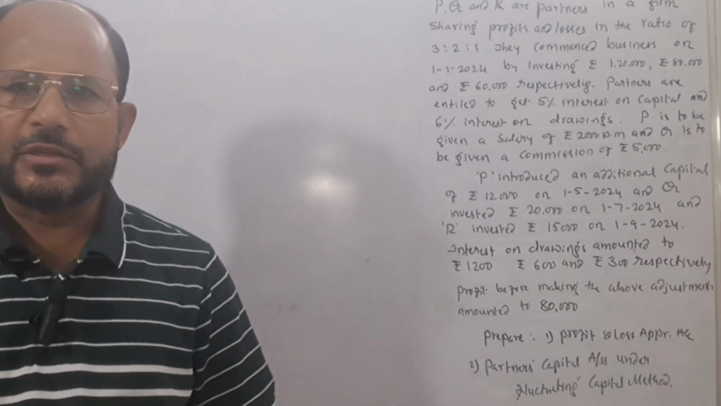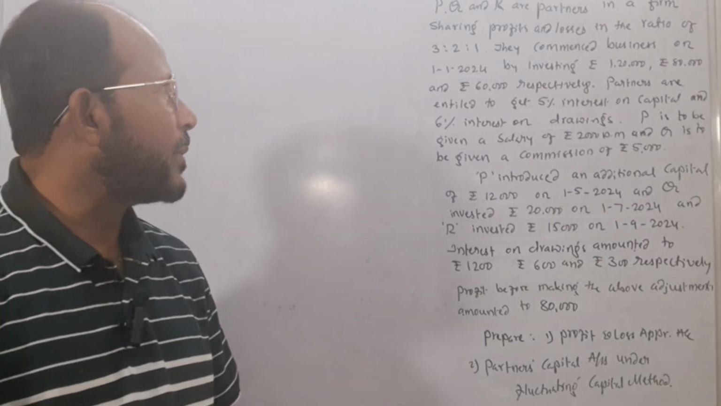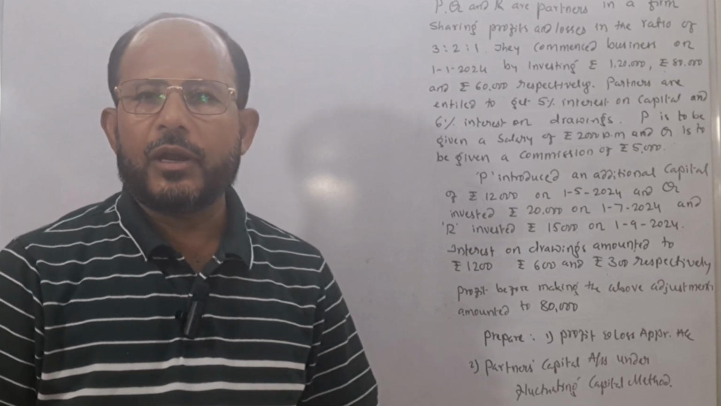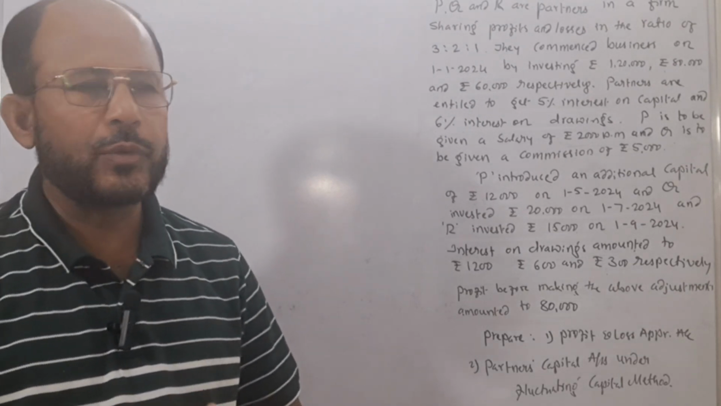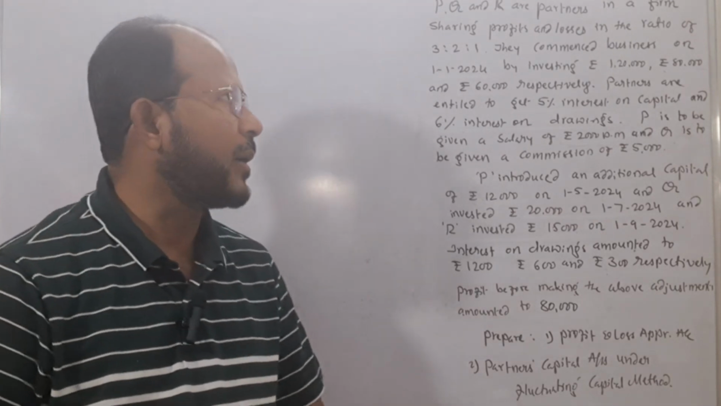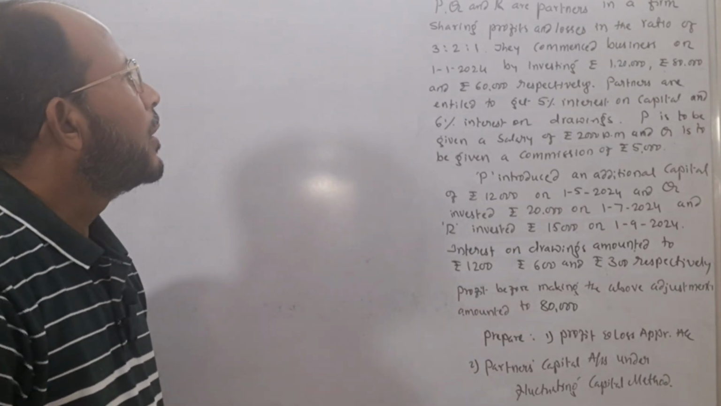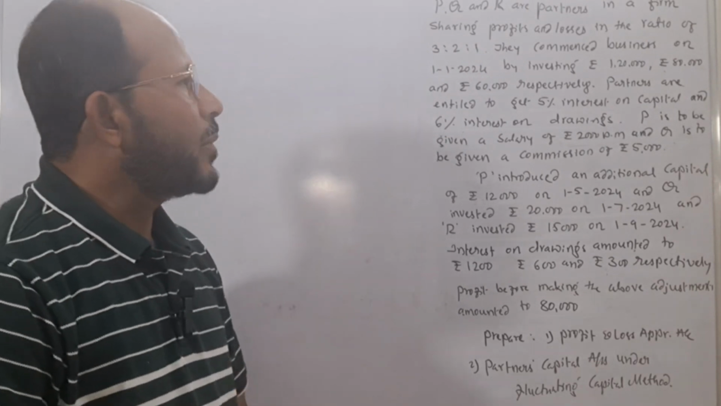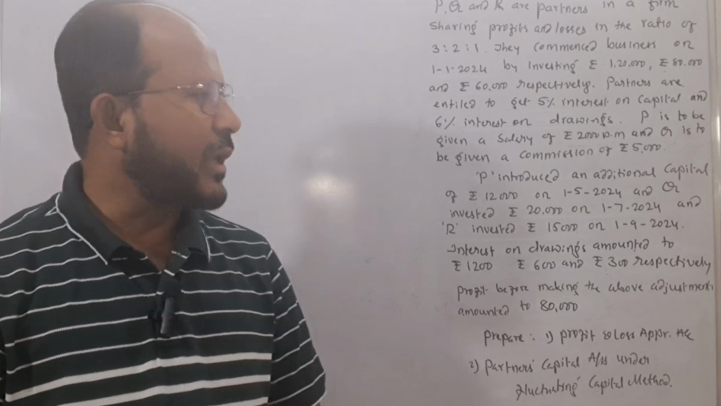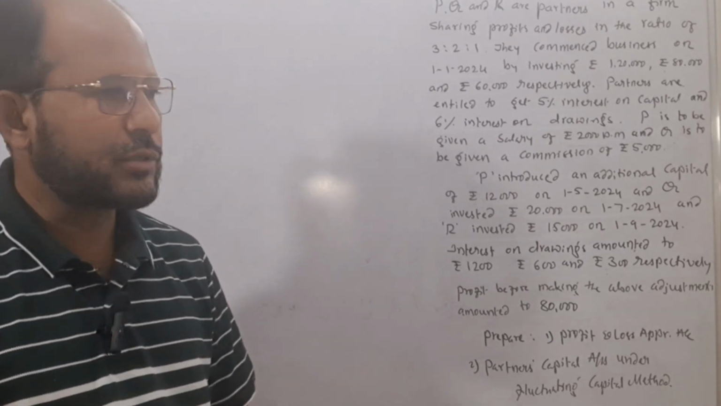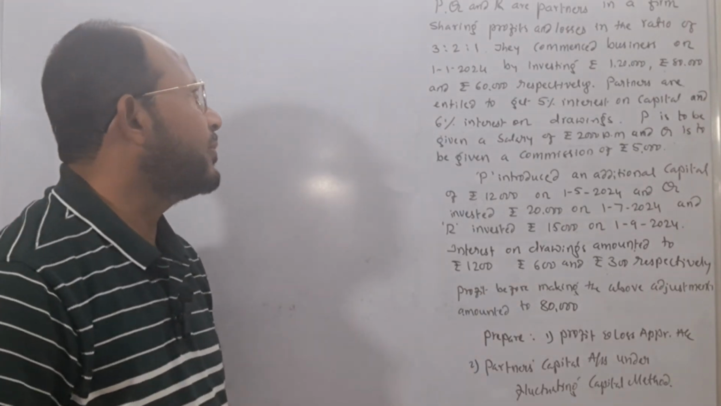Dear students, in today's class, you are going to learn how to prepare profit and loss appropriation account and partners capital accounts under fluctuating capital method of accounting in partnership. I have already written a problem here on the board. We will go through what is given in the problem. After that, we can prepare the necessary accounts in the books of partnership firm.